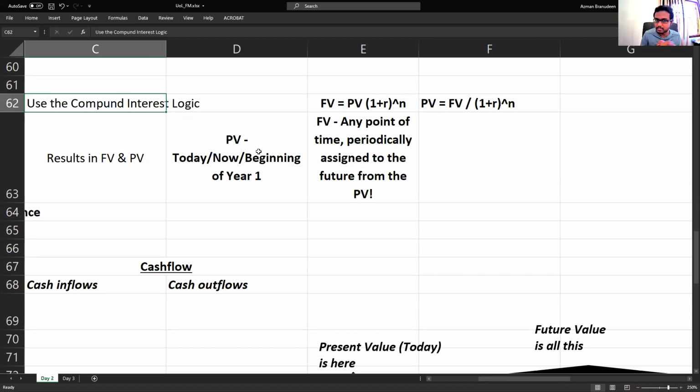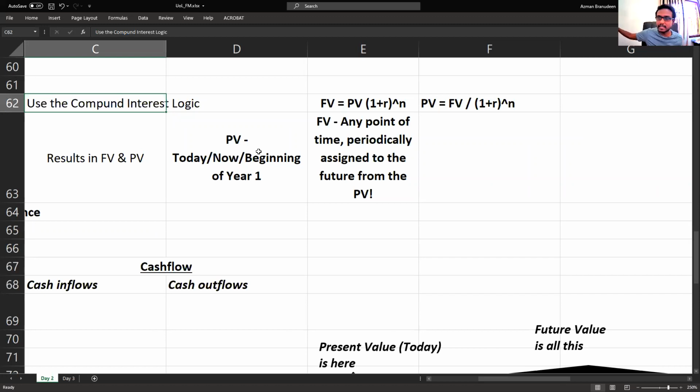So whoever does the calculations, from wherever they are in the world, if there's a point 0, it's very easy to compare and to do everything. So we have that present value point, and everything else that is happening in the future can be a future value.